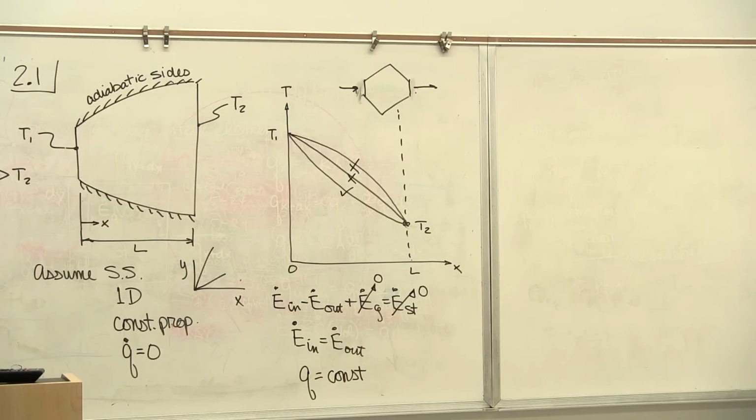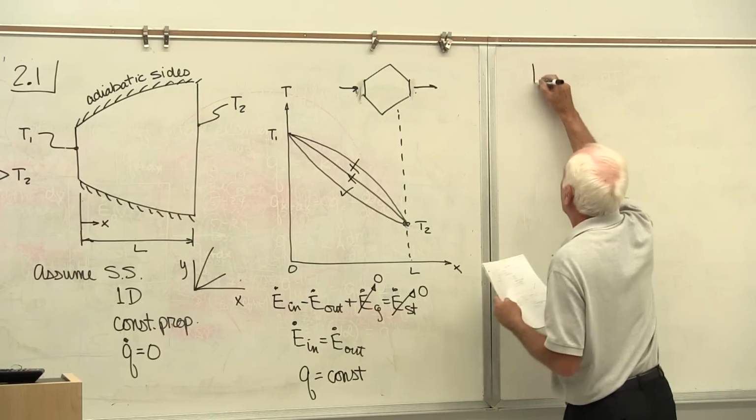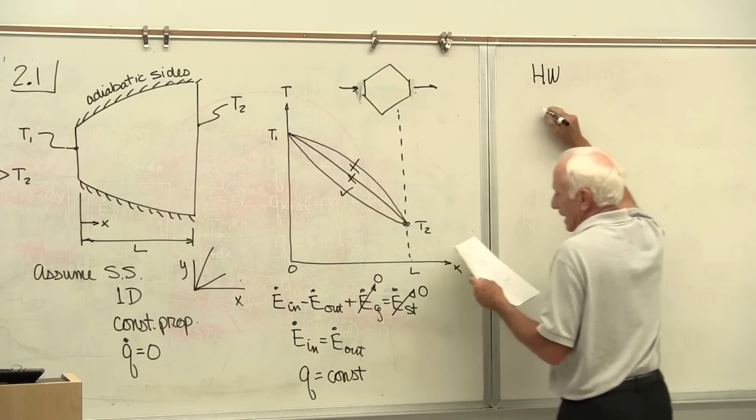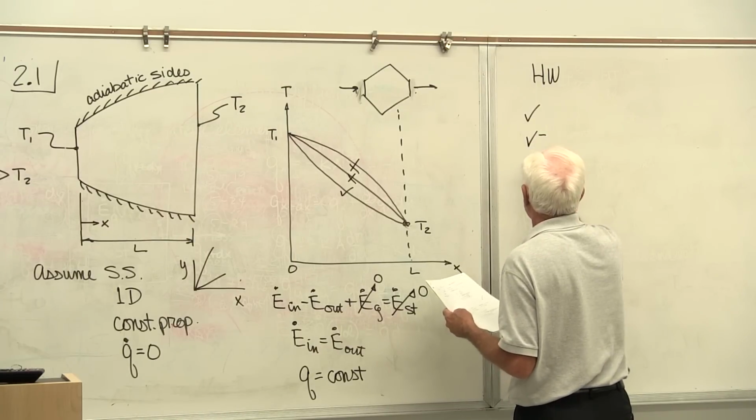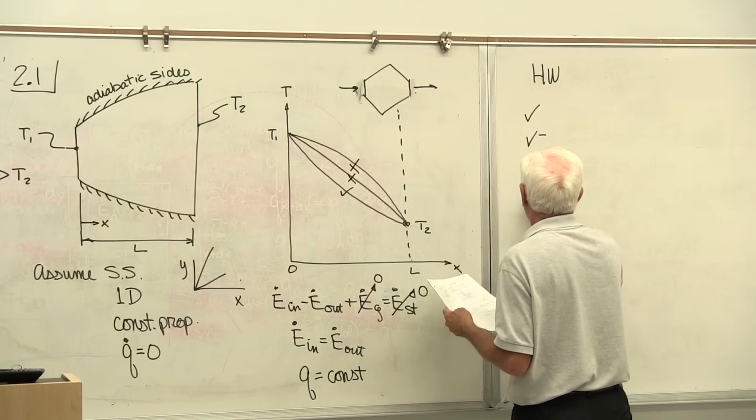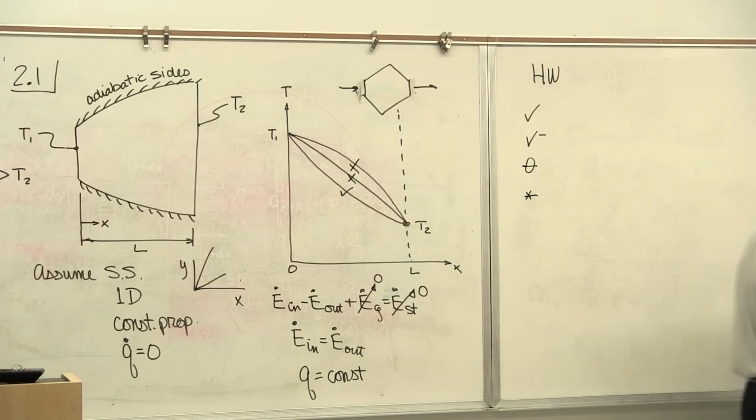All right, let's see. This is what was passed back. This is what's due today. That's what's due next Wednesday. Okay. So on the homework, you can either get a check, a check minus, a 0, or an asterisk. And if you had me for Fluids 311, you know how I do this, so it's not any news to you, but we'll go over it.